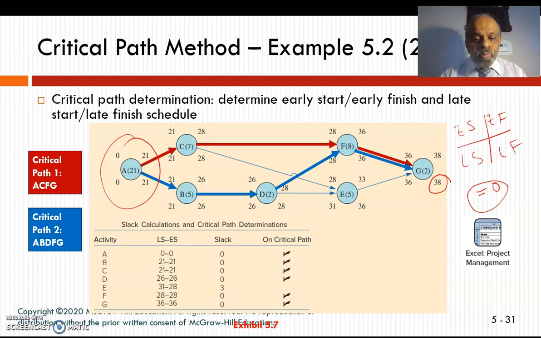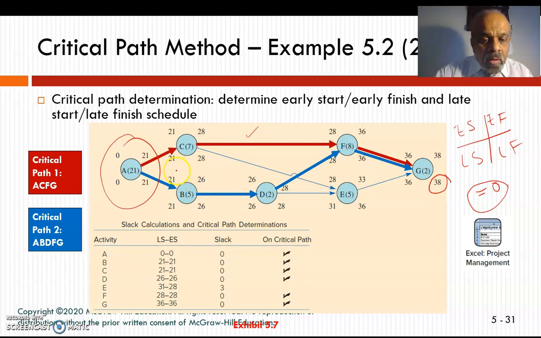Okay, so I'm going to take this activity and I can do late start minus early start, or I can take late finish minus early finish. And wherever it is 0, then I'm going to say that is where the critical path is. So first thing, I can see that 21 minus 21 is 0, 21 minus 21 is 0. So both this path and this path can be critical paths. 28 minus 28 is 0, 28 minus 28 is 0. This path is good.